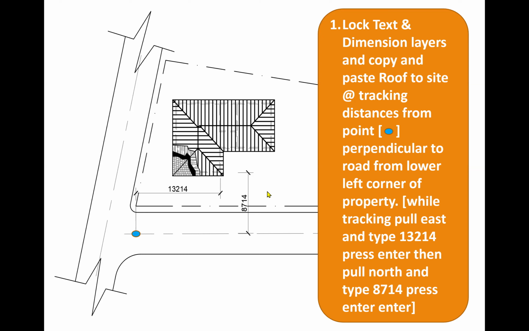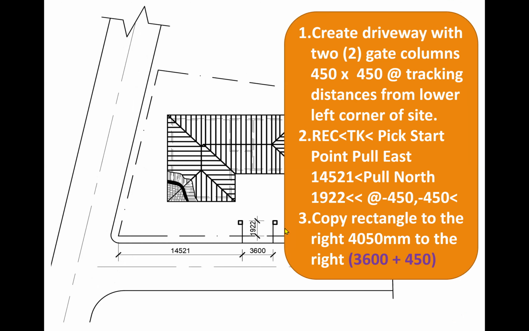All right, so we have that in place. What we can do now is start creating the driveway. The same principle applies with the driveway. It's just that this time around, I'm going to draw a rectangle. I'm going to start tracking from the corner of the property this time, not the work in progress line. So we're going to get rid of that work in progress line. We're going to draw a rectangle. The size of the rectangle is 450 by 450.